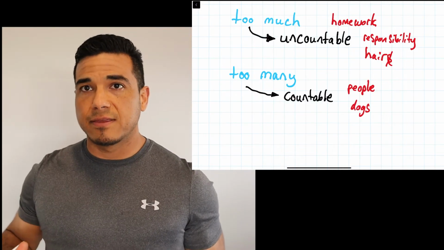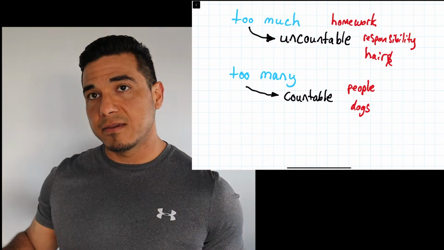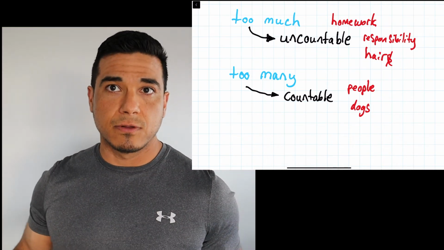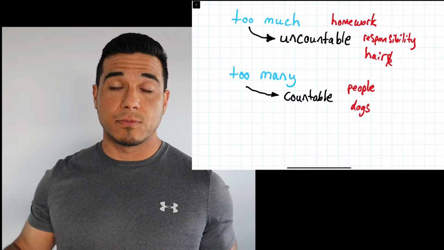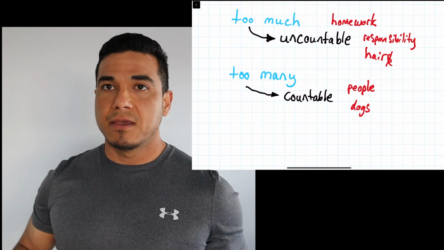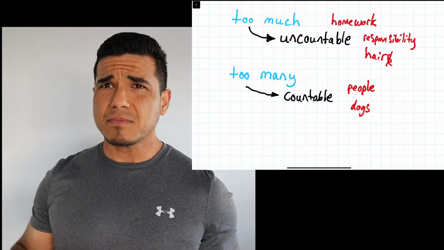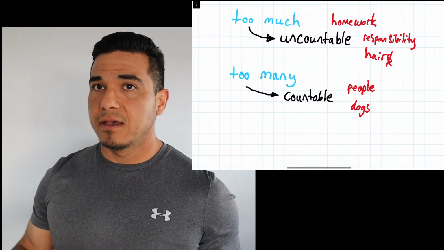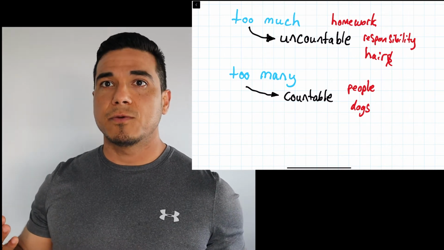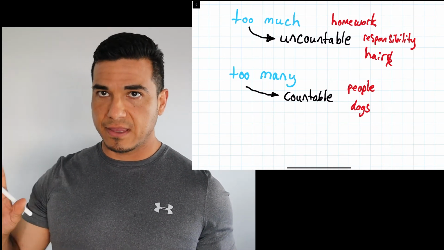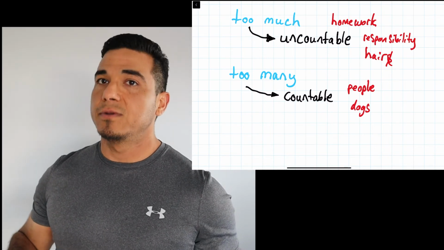Now keep in mind that when you're using an uncountable noun, you never add an S to the end to create a plural of that noun, despite the fact that you're referring to a multitude of the noun. Instead, because it is uncountable, you just leave it as is. Whereas with countable nouns, if you're trying to create a plural variation of that noun, you would add an S. So again, uncountable nouns don't end with an S. Countable nouns, you would end with an S.